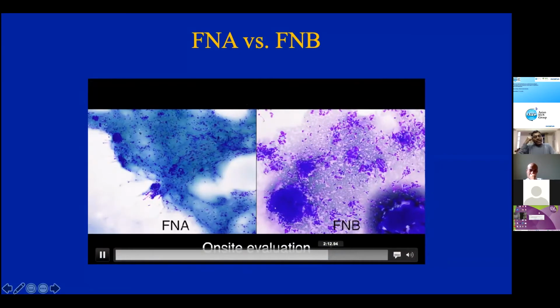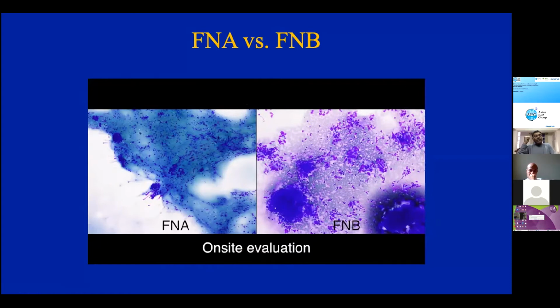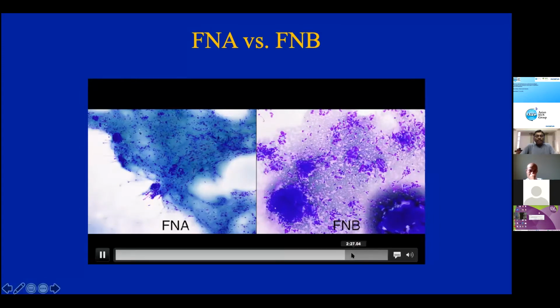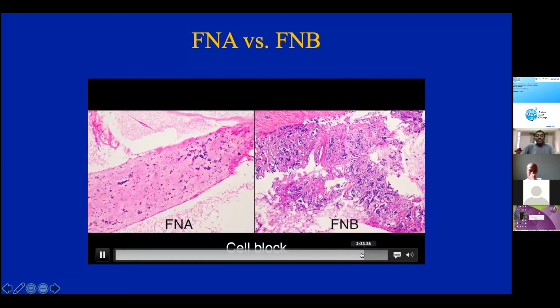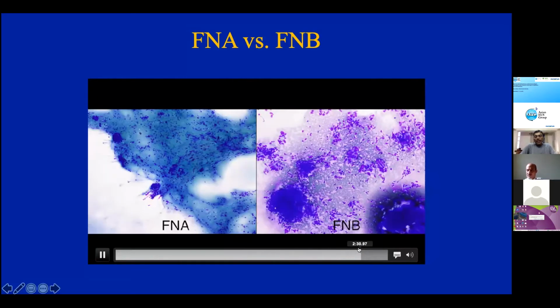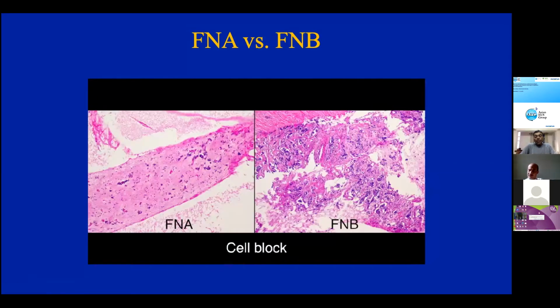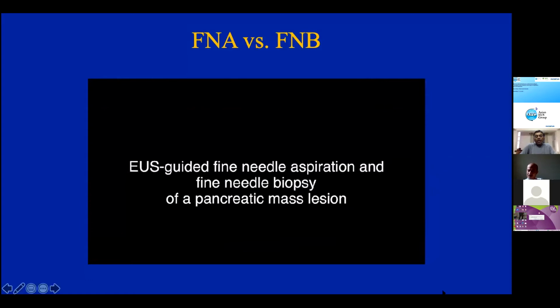So here you can see FNA on the left, FNB on the right. FNB is much more cellular for on-site evaluation compared to the FNA specimen, which also is diagnostic, but obviously the FNB is much more cellular. Next, we will move on to have a look at the cell block. This is diagnostic of cancer. All the blue cells are cancer, whereas here you find sparse cellularity, and that is the problem with the FNA needle. So given these, this was found to be a neuroendocrine tumor of the pancreas.